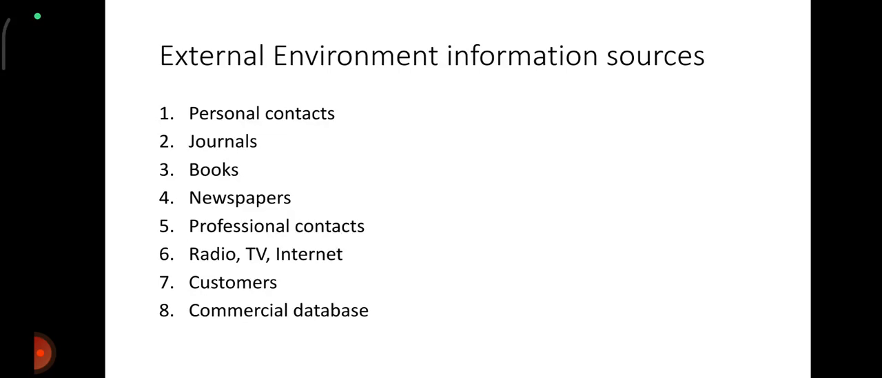After that comes the external environment information sources. First of all, it is personal contacts as it was in internal. After that comes journals. Those journals tell you what the current scenario of the market is, what is going on in the current condition. After that, books, newspapers, professional contacts, radio, TV, internet, customers, and commercial databases. They all try to tell you what is going on in the market and what your product's progress is.